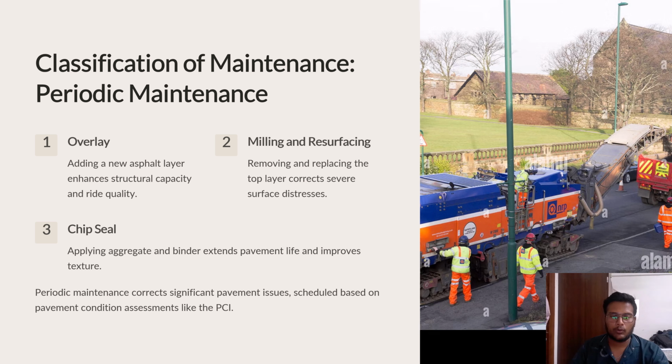First of all, what is periodic maintenance? The overlay adds a fresh asphalt layer, improving both structure and smoothness. Milling and resurfacing involves removing the top layer and replacing it, which is essential for fixing surface defects. And third is chip seal. Chip seal applies aggregates and binder, sealing the pavement and improving texture. These are planned based on pavement condition assessment like PCI, the Pavement Condition Index. Then we move forward.